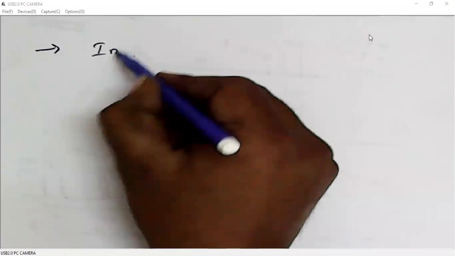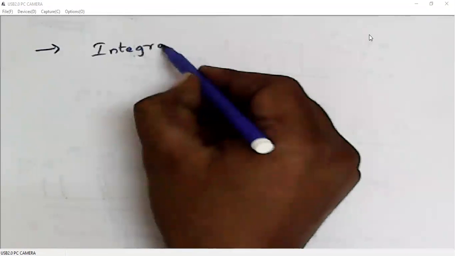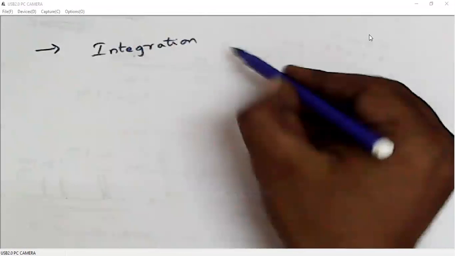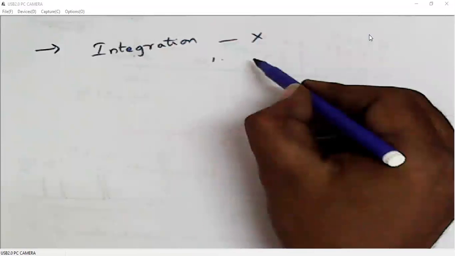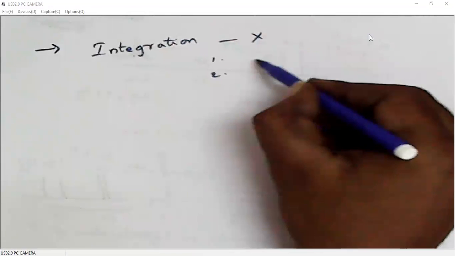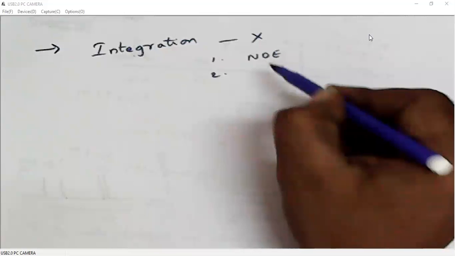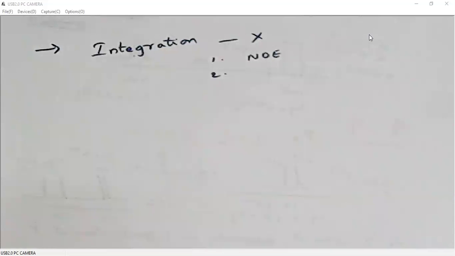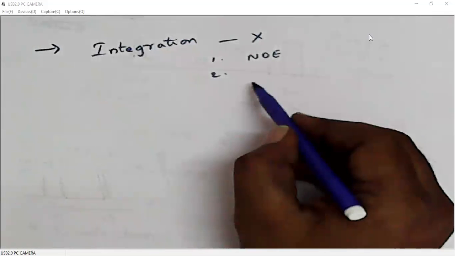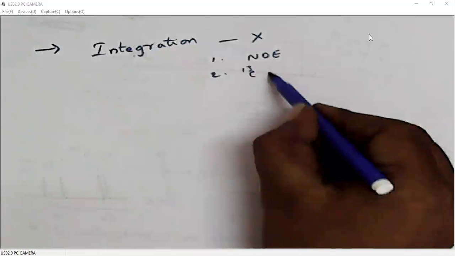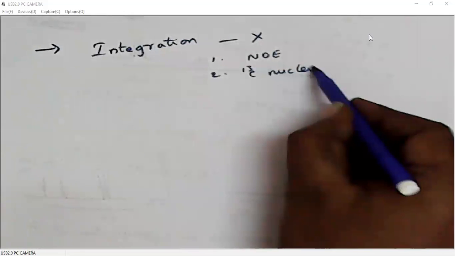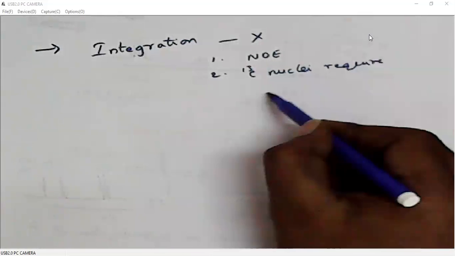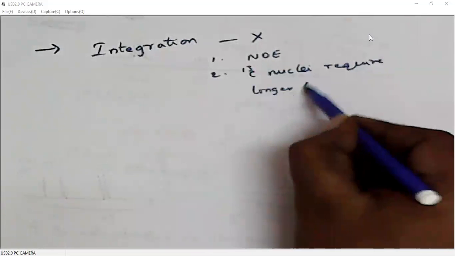In carbon-13 NMR spectroscopy, we don't do integration of signals like in proton. We don't do any integration. There are two reasons for this. One is due to the NOE enhancement. Due to the NOE enhancement, we will observe an increase in the intensity of the signal that we cannot calculate. And another one, C13 nuclei require longer times for relaxation.